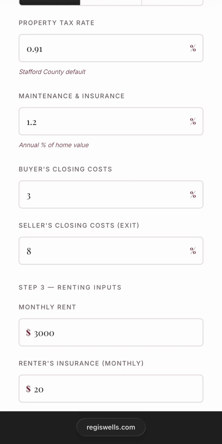Seller's closing costs covers what you pay when you eventually sell the home. This is important because the calculator factors in your exit costs when determining your net worth at the end of the timeline. It's a realistic detail most calculators skip.